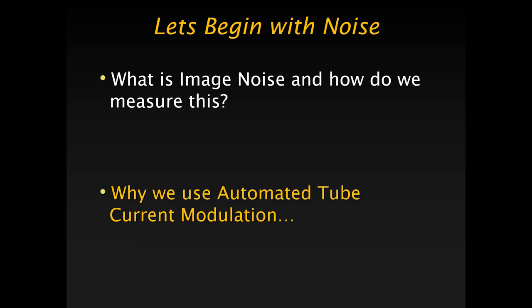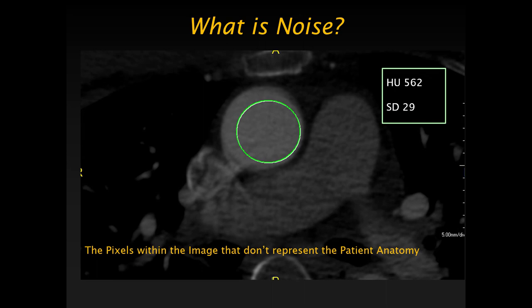So let's begin with noise, because if you can identify what image noise is and how we can measure this, then you will understand why and how we use automated tube current modulation systems. So here's a picture of a region of interest. That's this green circle. It's an ROI, and it's measuring the density of the object. In this case, it's measuring the density of an iodine-enhanced, contrast-enhanced aorta. Now, the density of that is the Hounsfield value. In this case, it's 562, and the standard deviation of that Hounsfield is 29.